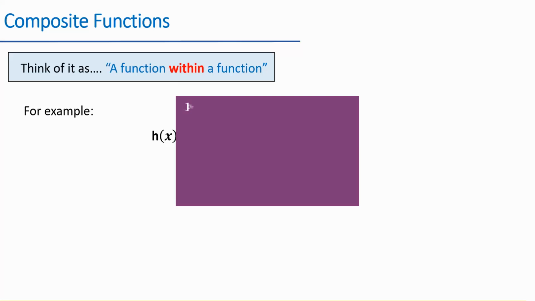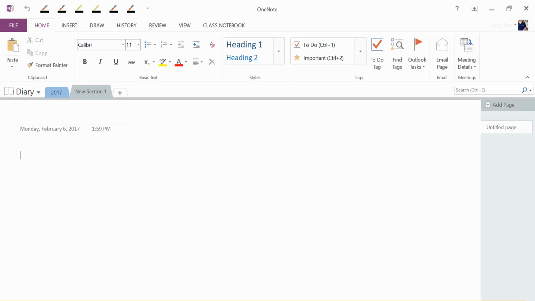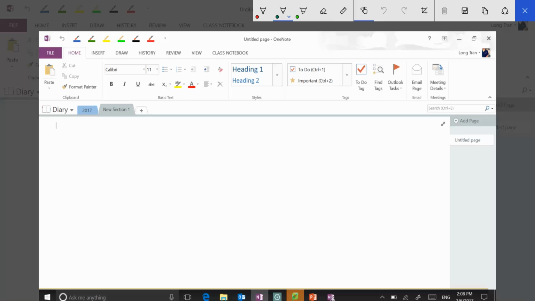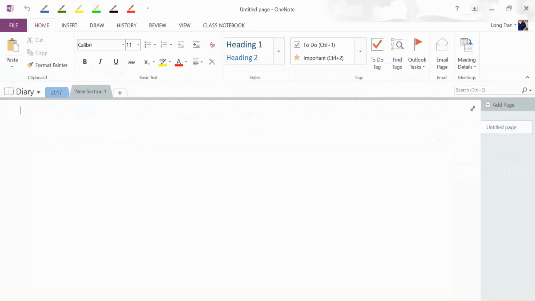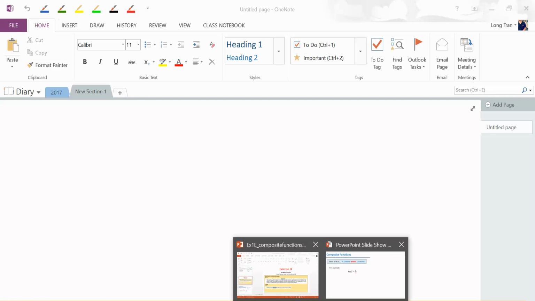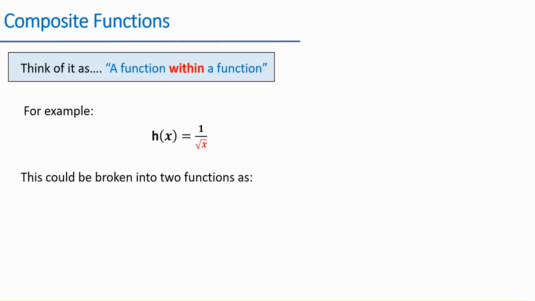Why won't you work? I'm going to do it separately on this page. Oh, this sucks. Alright, you know what, I'm just going to do this.